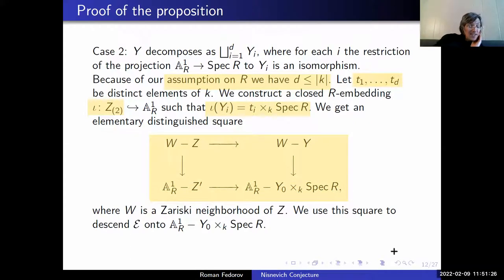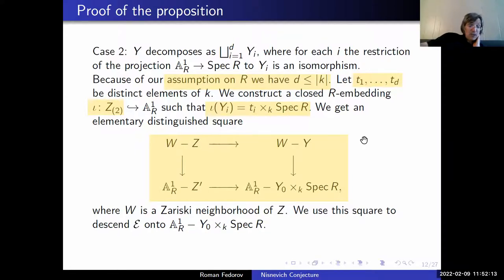But now I can use this distinguished square to descend E. So more precisely, in which sense is that square distinguished? In the sense of the previous slide. Right, first of all, it's a Cartesian diagram. The horizontal maps are open embeddings. The vertical morphisms are etale. And the diagram induces an isomorphism between the complements, between Z minus Y and Z prime minus Y_0 times Spec R.